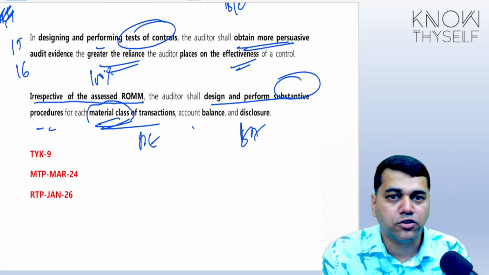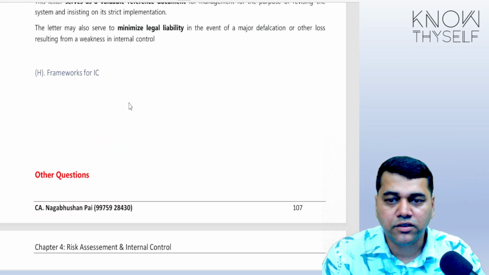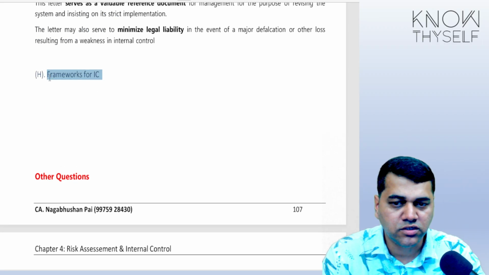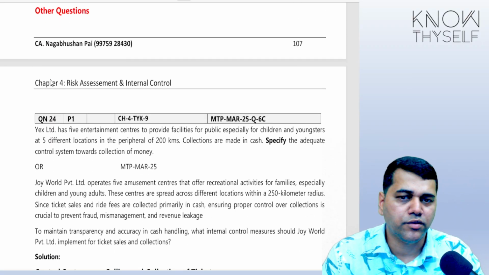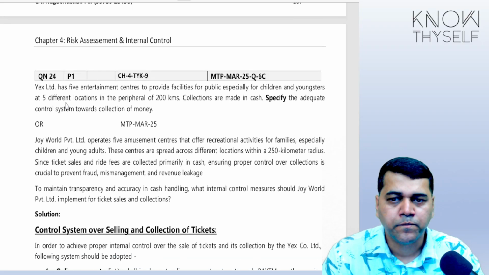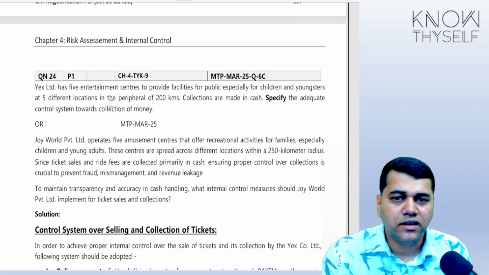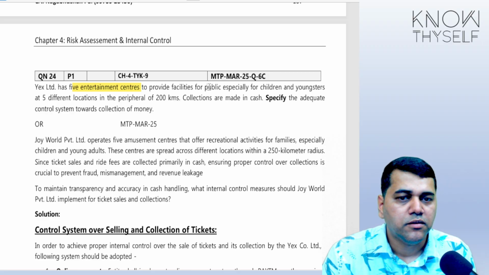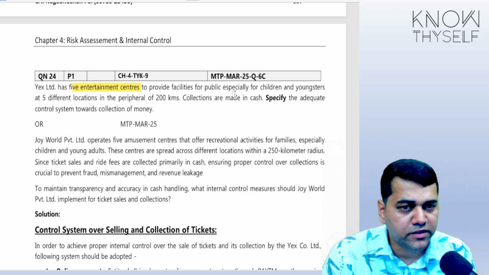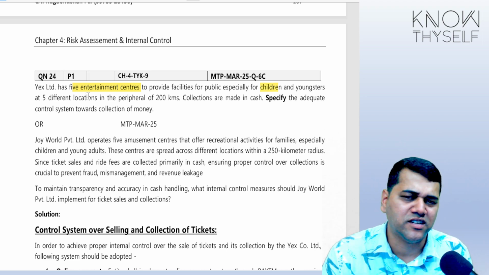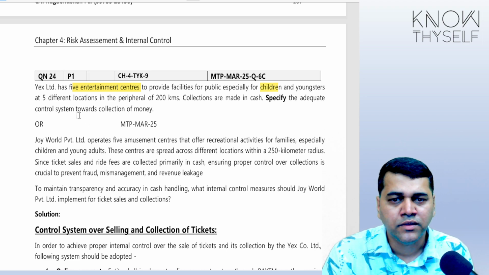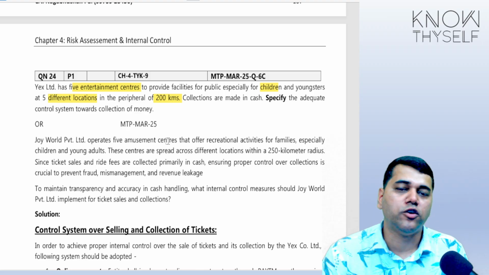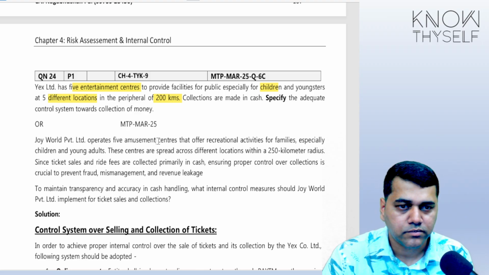Let us see. Test your knowledge 9. Okay, what we have got. See, on the framework part, there are no questions, but some other questions they have given, because only the framework is left now. X Limited has got 5 entertainment centers to provide facilities for the public, for the children and youngsters. Okay, it's some entertainment center at 5 different locations within the periphery of 200 kilometers, maybe an amusement park.